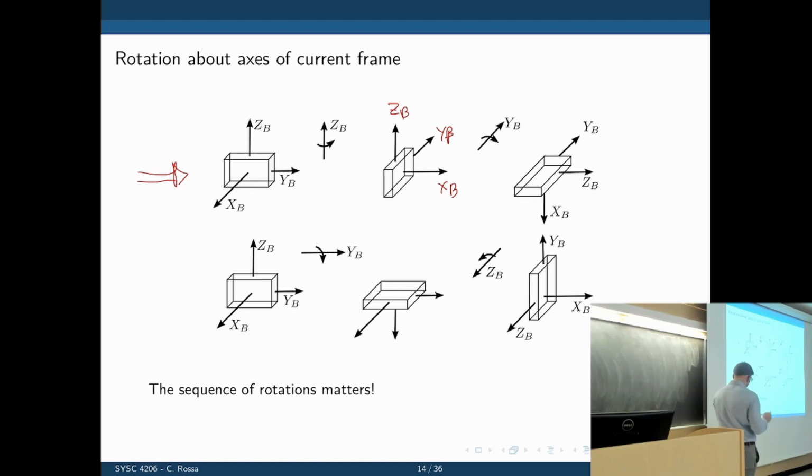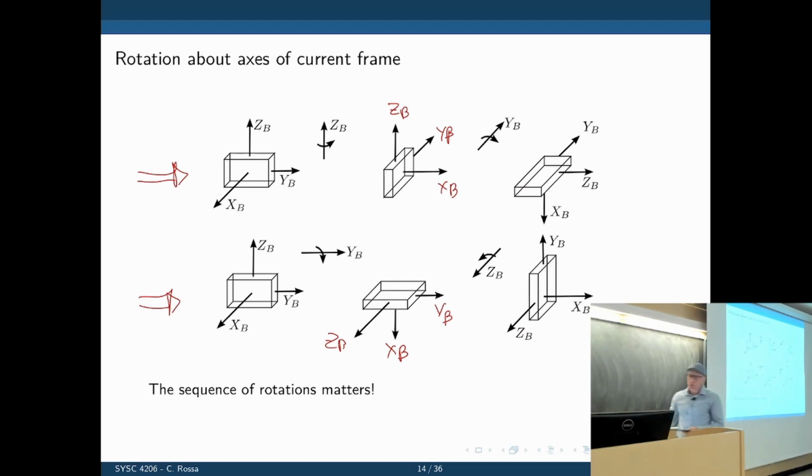Let's do the same exercise again in the opposite sequence. First Y, now Z, but again with respect to the moving axis, not the fixed one. So what is happening here? We are moving around YB like that. So YB stays where it is. X was pointing to the front, now points down, and Z was pointing up, now points to the front. And now we do a second rotation, a rotation that occurs around Z, but now around the moving Z frame. And then you get to the other orientation there.